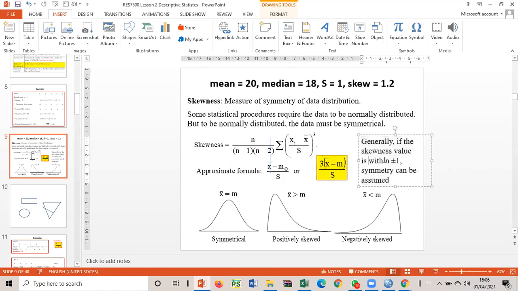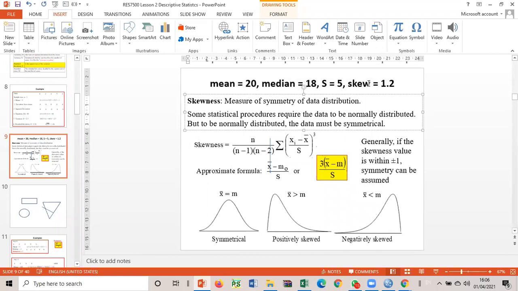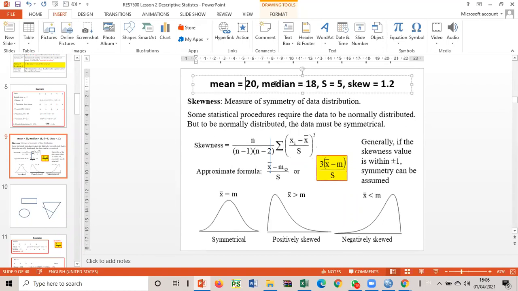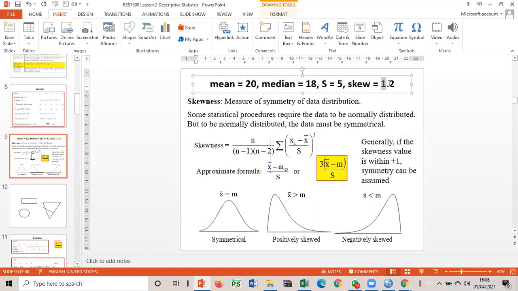Generally, if the skewness value is within plus or minus 1, we can assume symmetry. Now, is this data symmetrical? No, sir. Why? The mean and median are supposed to be equal, then it's symmetrical. Not necessarily equal. I'm giving a guideline here: skewness within plus or minus 1. Because it's very much more than 1, the data is not symmetrical.